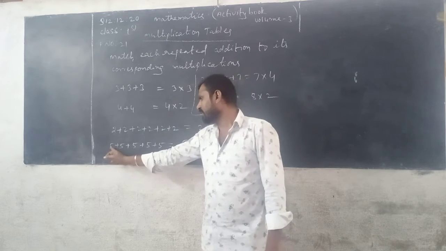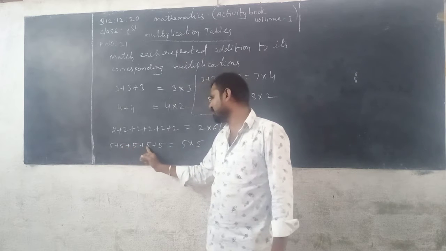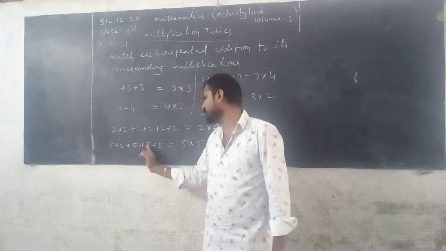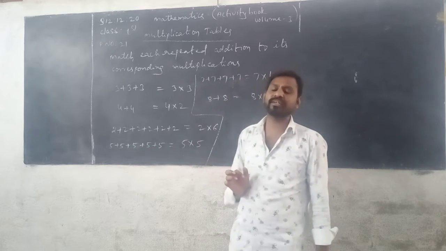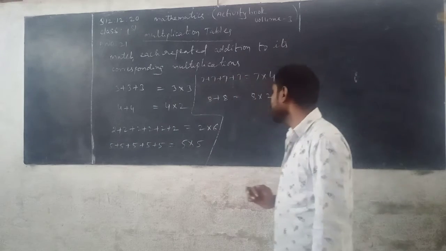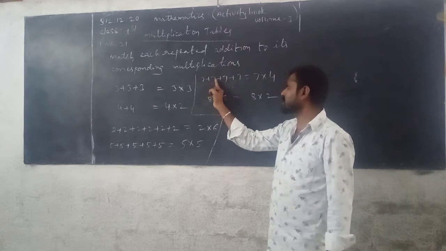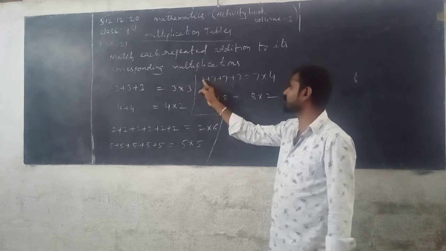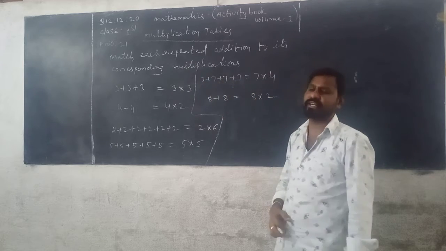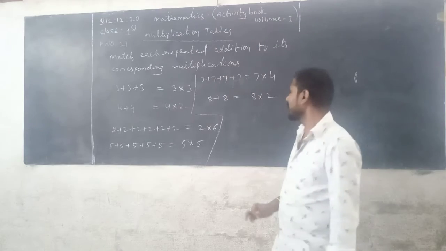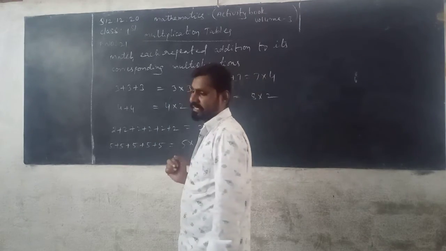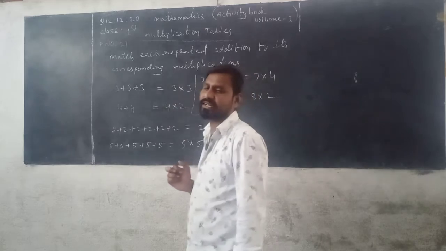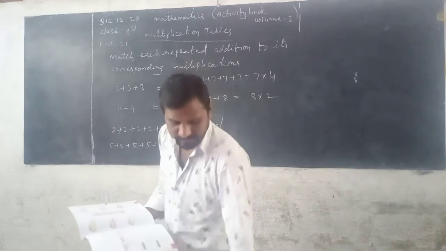Next, 5 plus 5 plus 5 plus 5 plus 5. How many times is 5 repeated? Once count: 1, 2, 3, 4, 5. It can be written as 5 into 5. Next, 7 plus 7 plus 7 plus 7. The number 7 is repeated 4 times: 1, 2, 3, 4. Then you can write 7 into 4. Next, 8 plus 8. The number 8 is repeated 2 times. Then you can write 8 into 2. And match the following.